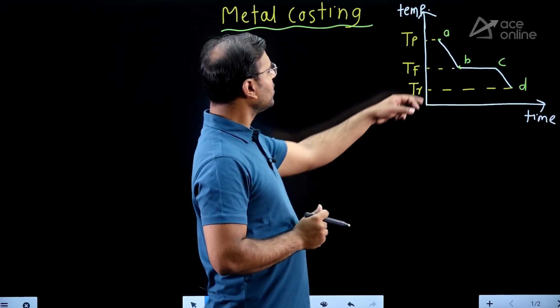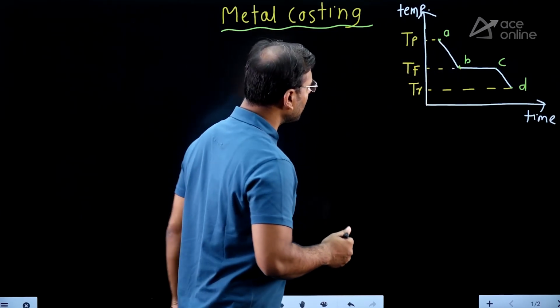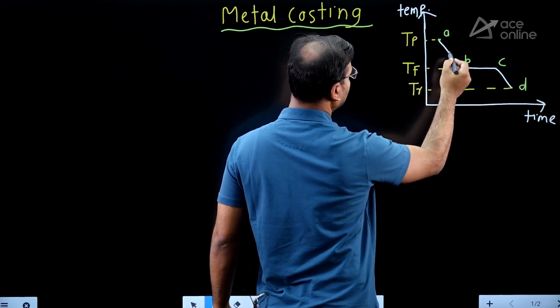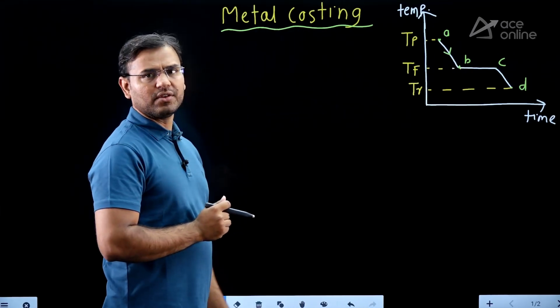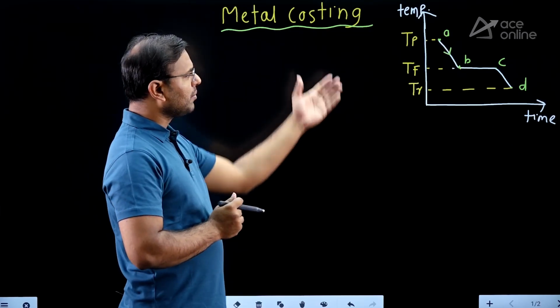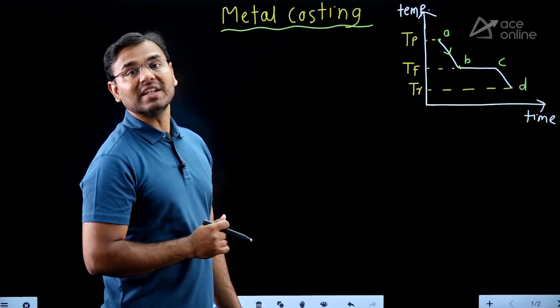It means we are pouring the molten metal at the temperature at point A, then it is going to cool from A to B. Then this is known as cooling going on. At point A the temperature is the pouring temperature, and at point B the temperature is the freezing temperature.